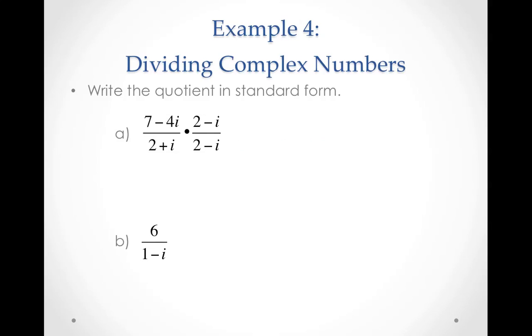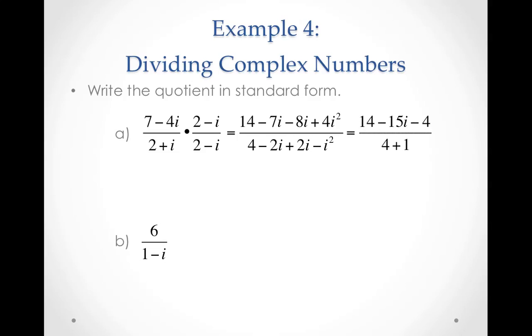So now I can FOIL both the top and the bottom out. And what's nice is, again, on the bottom, the negative 2i and the positive 2i cancel out. The i squared becomes negative 1. And so everything in the bottom is just going to become 5.